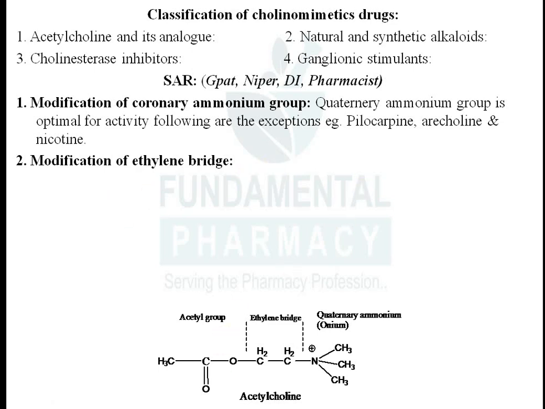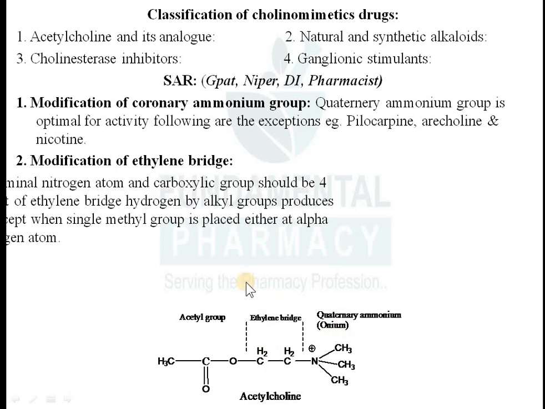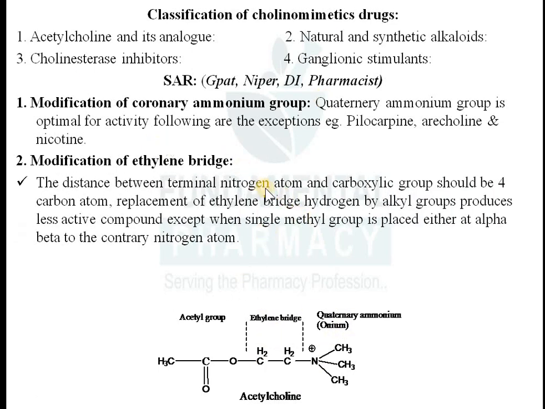Now modification of the ethylene bridge. We are seeing the cholinomimetic alkaloids. So the distance between the terminal nitrogen and the carboxylic group should be 4 carbon atoms. Replacement of hydrogen of the ethylene bridge by an alkyl group produces less active compounds, except when a single methyl group is placed either at the alpha or beta position to the quaternary nitrogen.